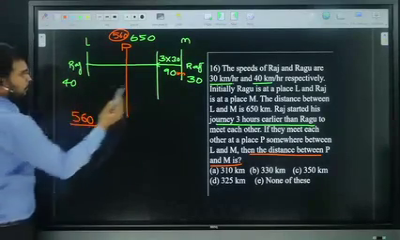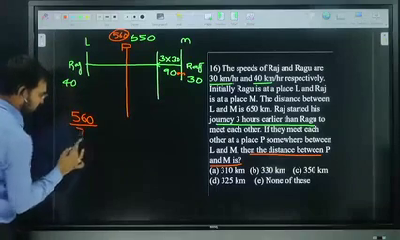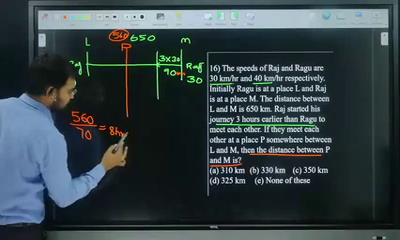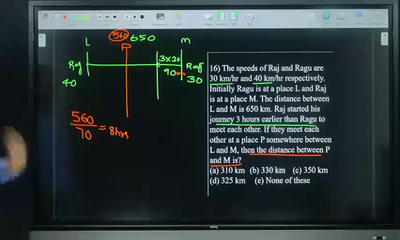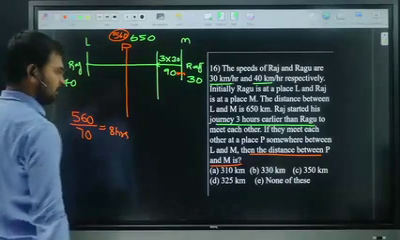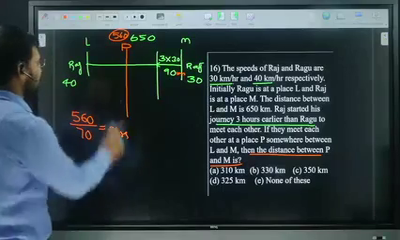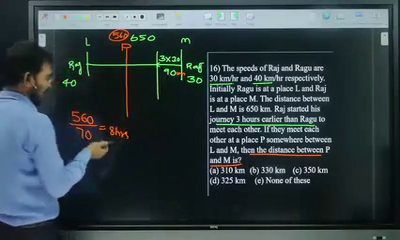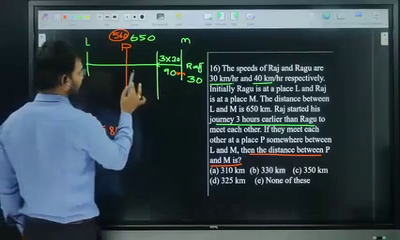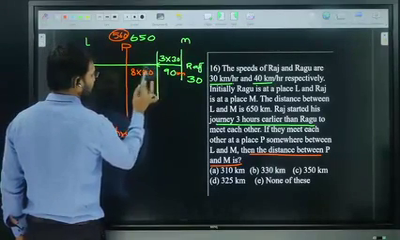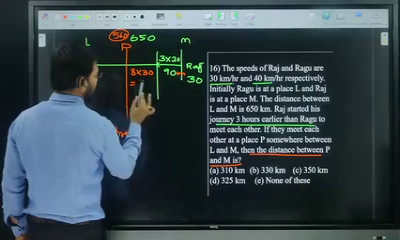Both are in the opposite direction, so relative speed is 70. It will take how many hours? 8 hours. In 8 hours, they're asking for the distance between P and M. So this is 90 kilometers over. After 8 hours, it is again 8 into 30. 8 into 30 is how much? 240.